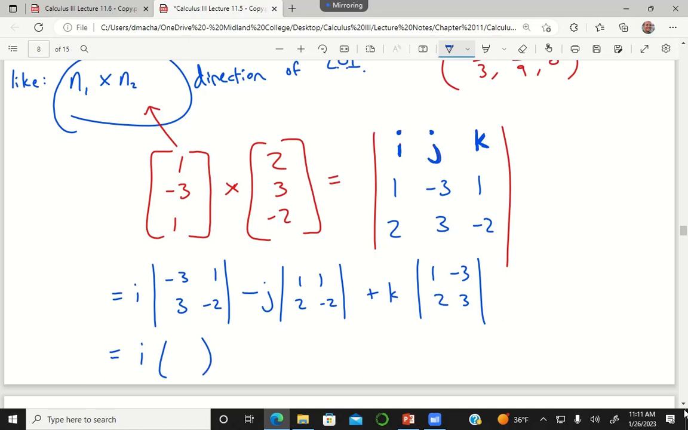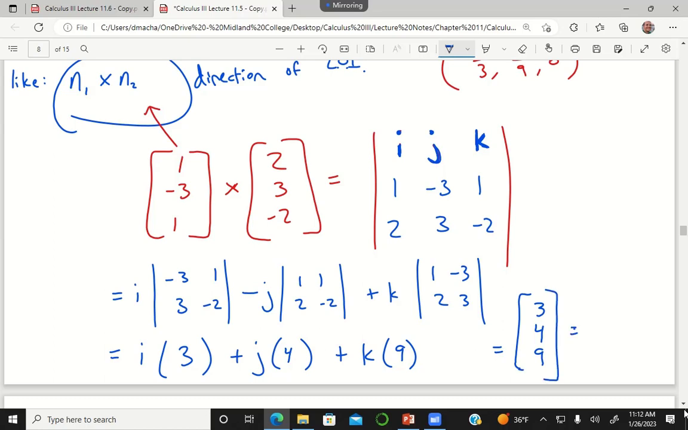So I'm going to move kind of quick because I want to keep going and I want to make it through the next section as well. But this is going to be positive 6 minus 3 is 3. Negative 2 minus 2 is negative 4. And then 3 minus negative 6 is going to be 9. So this line of intersection is going to be in the same direction as this vector, 3, 4, 9.